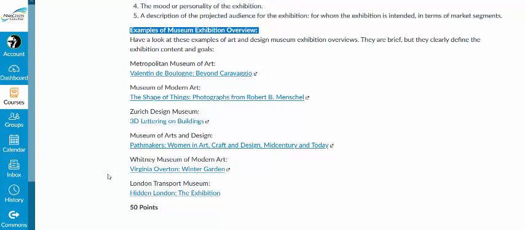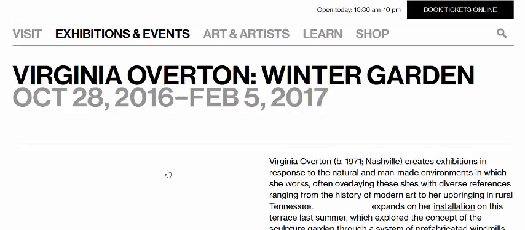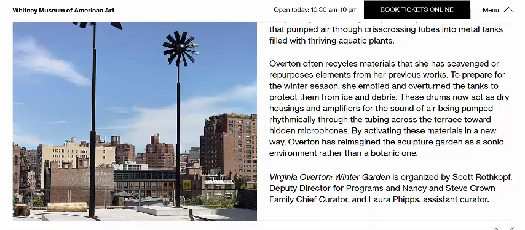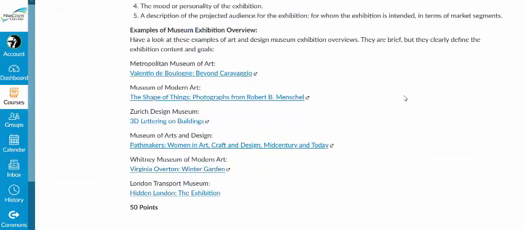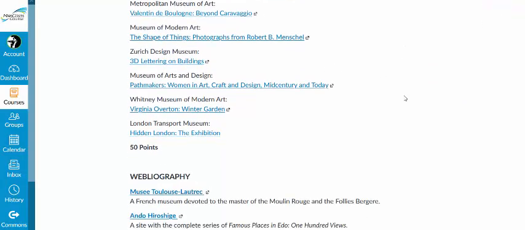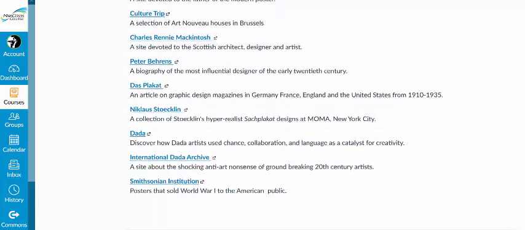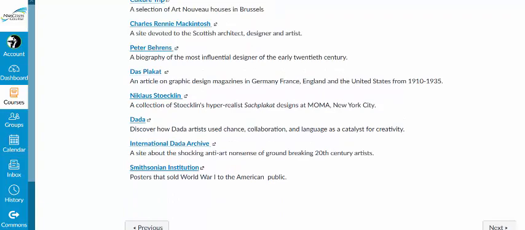Click on these links and you'll see a typical museum exhibition overview. They're not long, they're fairly brief, but they do provide a clear indication of what the exhibition is about as well as its goals. I've included a bibliography with links to various websites which have more information about various topics which are covered in this week's reading.